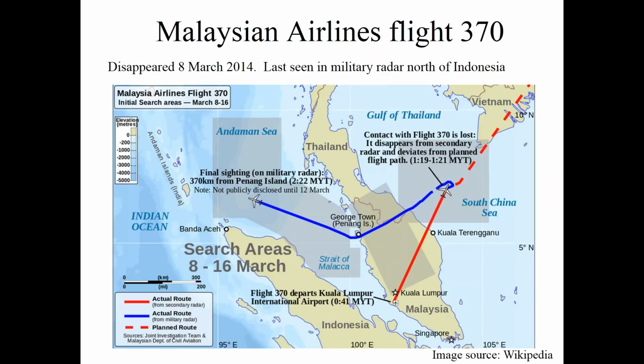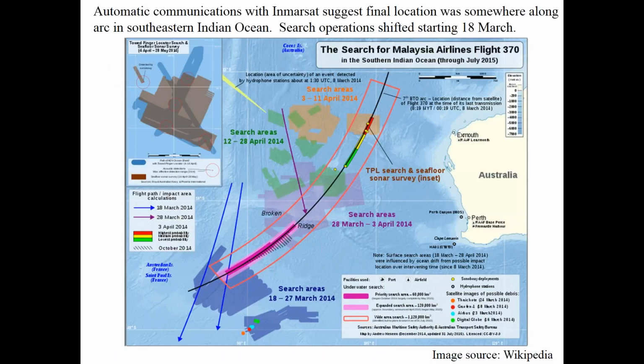Here's another interesting problem that became controversial because of the way people approached it. The Malaysian Airlines flight, MH370, disappeared on the 8th of March. It was supposed to be traveling along this red line, was picked up on military radar traveling along this pathway to that point, and radar no longer tracked it after that. However, there were automatic Inmarsat fixes which suggested that the final location was somewhere along this arc in the South Atlantic. Here's Australia.